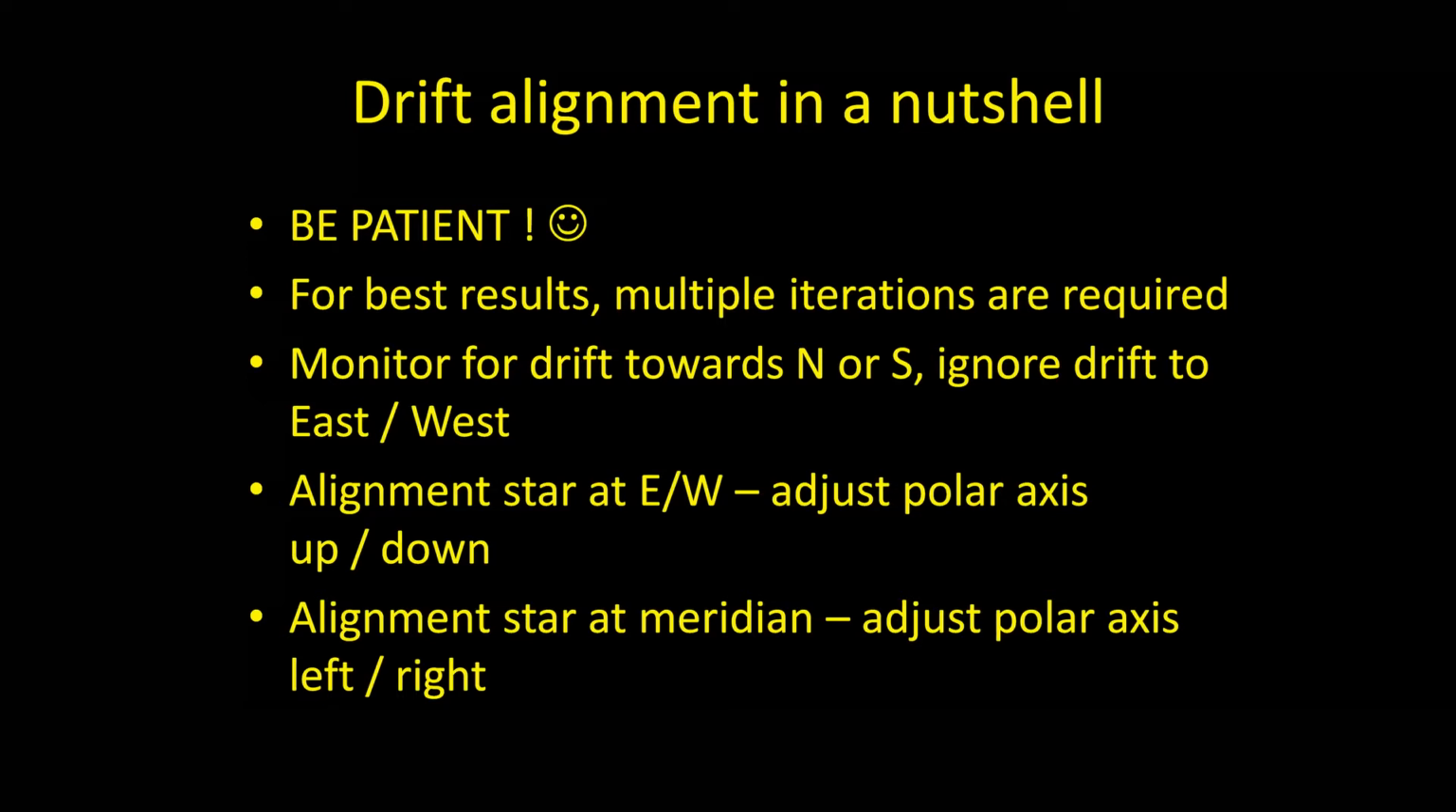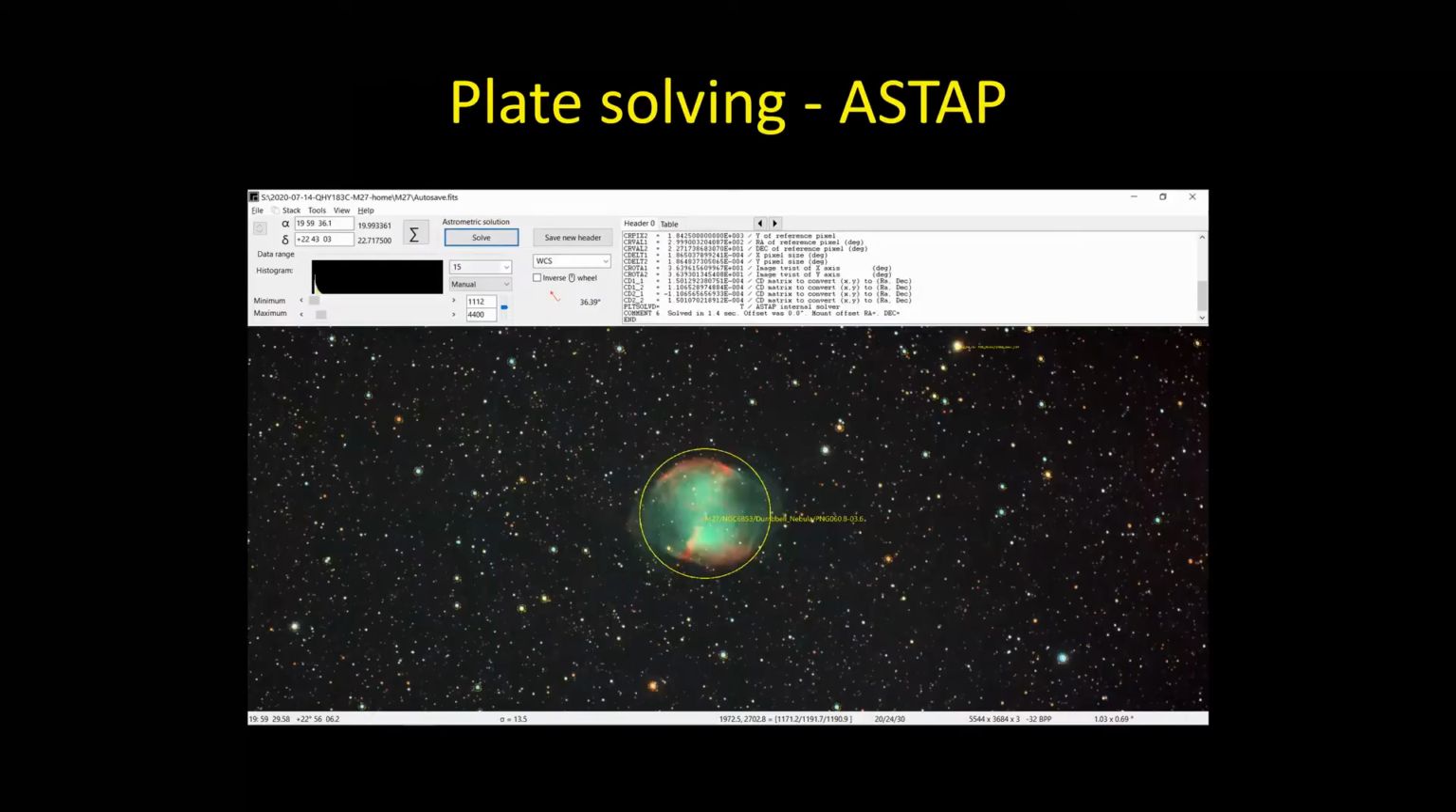So as I mentioned, if your alignment star is on the east or west horizon, you need to adjust your polar axis up and down. If your alignment star is at the meridian and equator intersection, you need to adjust the polar axis left and right. So back to this plate solving software.